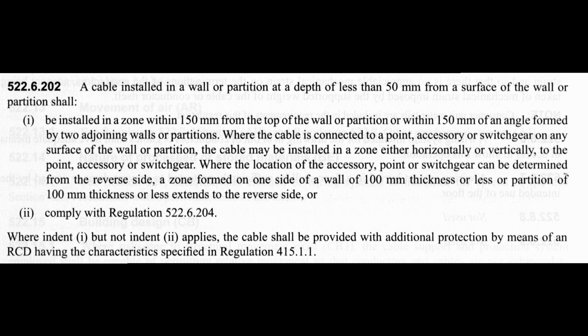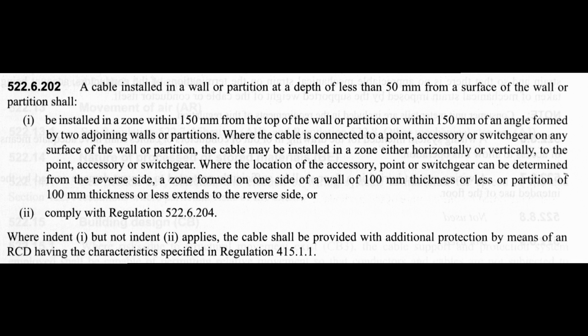Now for the rest of this we use the 18th edition, and the regulation in question which defines the zones is this one, which is 522.6.202. And that's what we've got here: a cable installed in a wall or partition at a depth of less than 50mm from the surface of the wall or partition shall, 1, be installed in a zone within 150mm from the top of the wall or partition, or within 150mm of an angle formed by two adjoining walls or partitions.